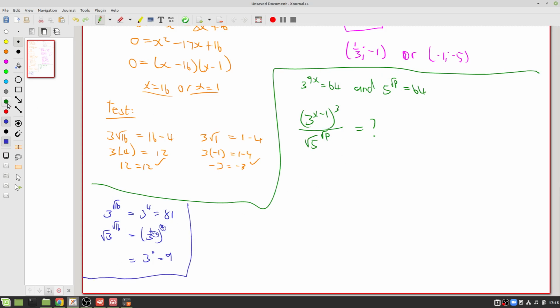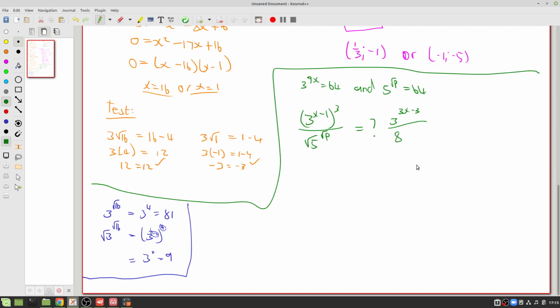All right, let's get on with it then. So the top part here, I wonder what we should write first. Okay, let's just expand the top part. So we're going to say this is 3 to the power 3x minus 3, right? 3x minus 3. And at the bottom, root 5 to the root p. We can just say that is the same as the square root of this whole thing. We know that's 8.